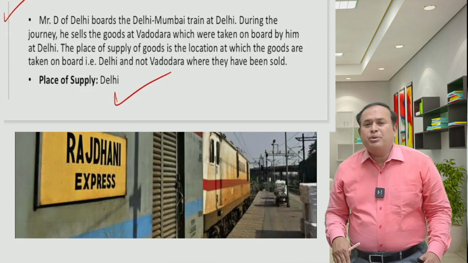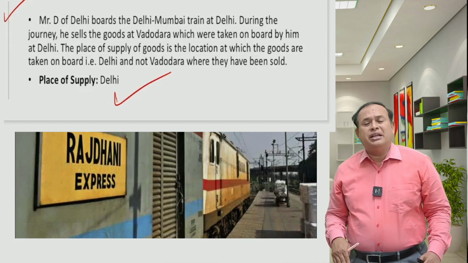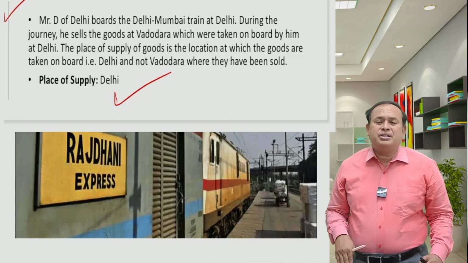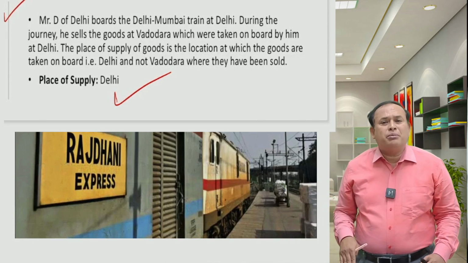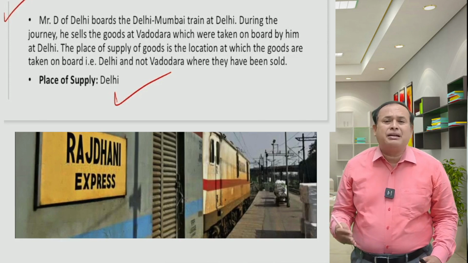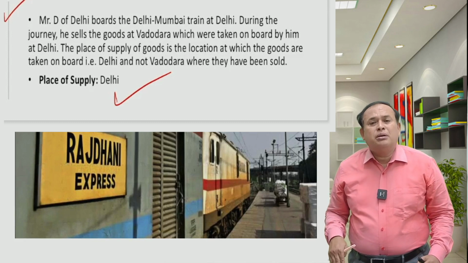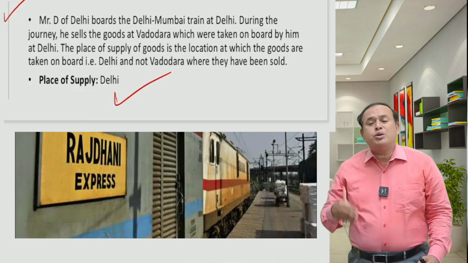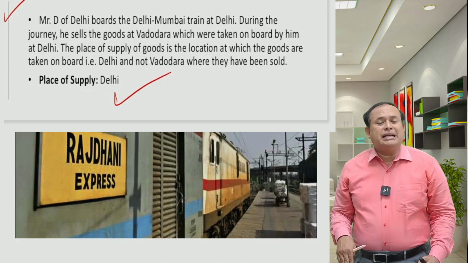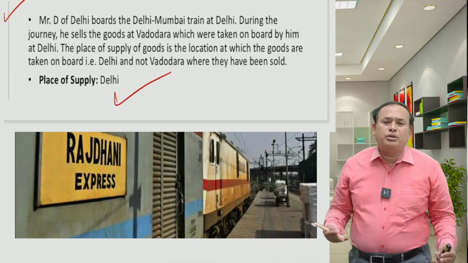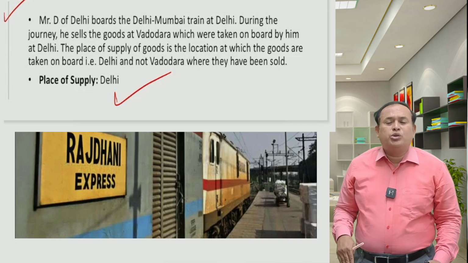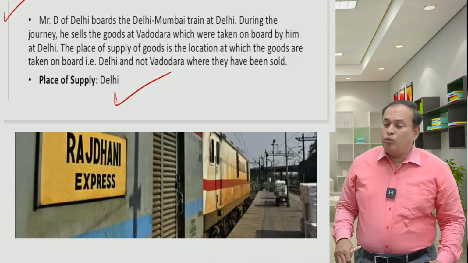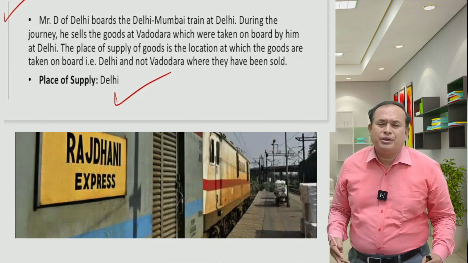in that case, obviously he will report that, yes, I am Mr. D of Delhi. I am boarding at Delhi to sell the goods during the journey to the passengers. In that case, that gentleman might have received the permission from the Indian Railways, which gives the permission by charging fees. That particular licensed person is permitted to sell in a particular train. In that case, obviously he will correctly report the boarding point where he boarded, to determine the place of supply. The department is not required to run behind the gentleman to find out where he boarded, Delhi or Vadodara or Vijayawada, not required to run behind.